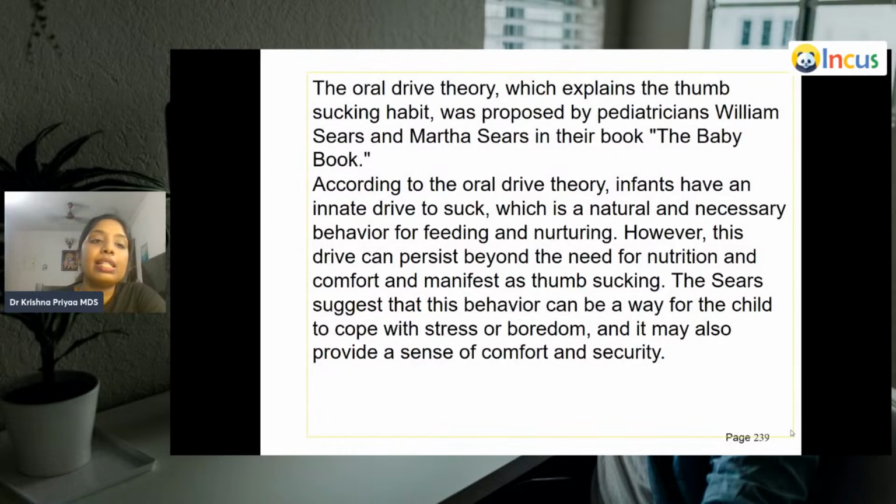So it just explains the thumb sucking habit, which is proposed by William Sears and Martha Sears in their book, The Baby Book. So basically, in the oral drive theory, they have an innate drive to suck. Okay, the primary goal in their life is to suck only, which is a very natural way, because according to them, their body needs nutrition and it can only be attained using the sucking feature.